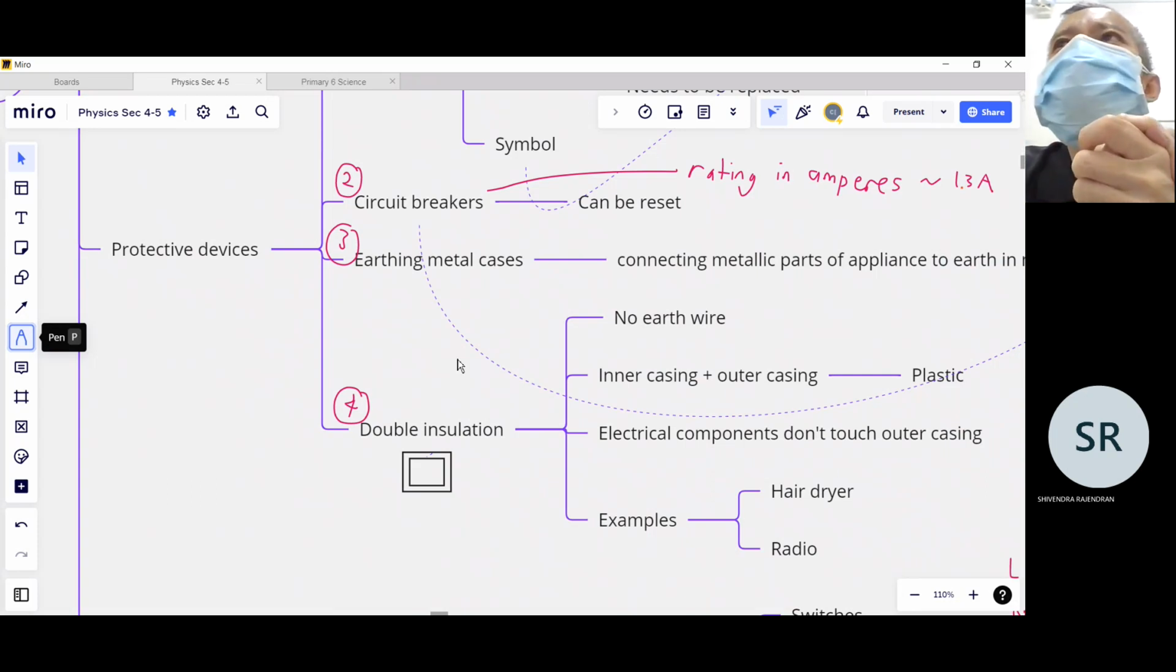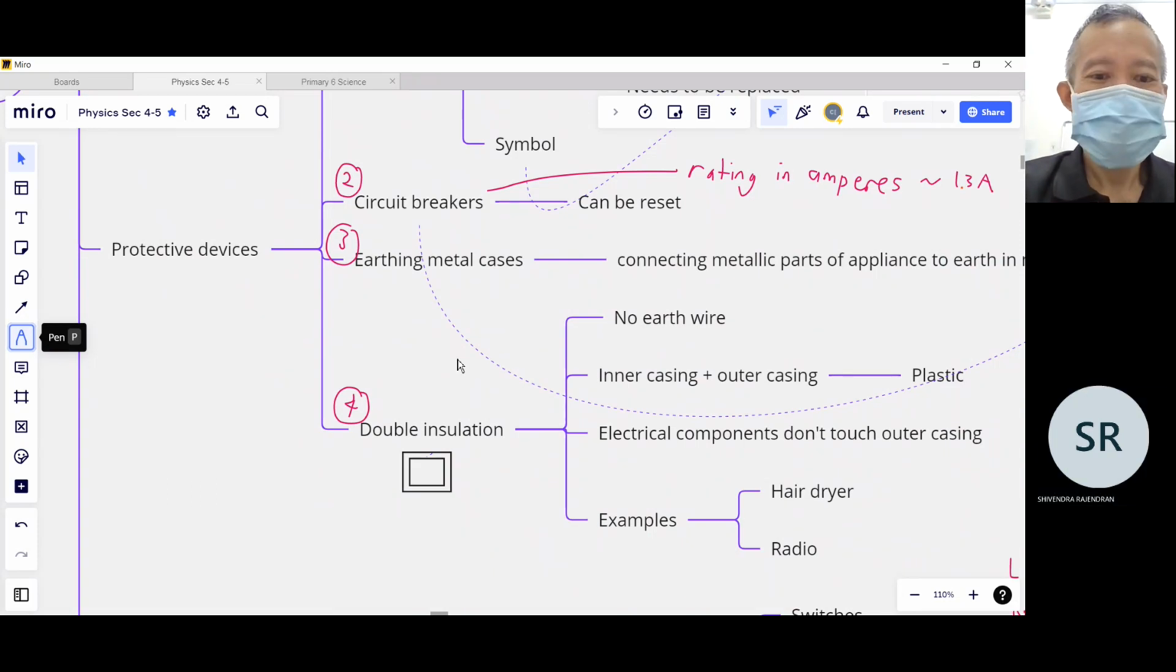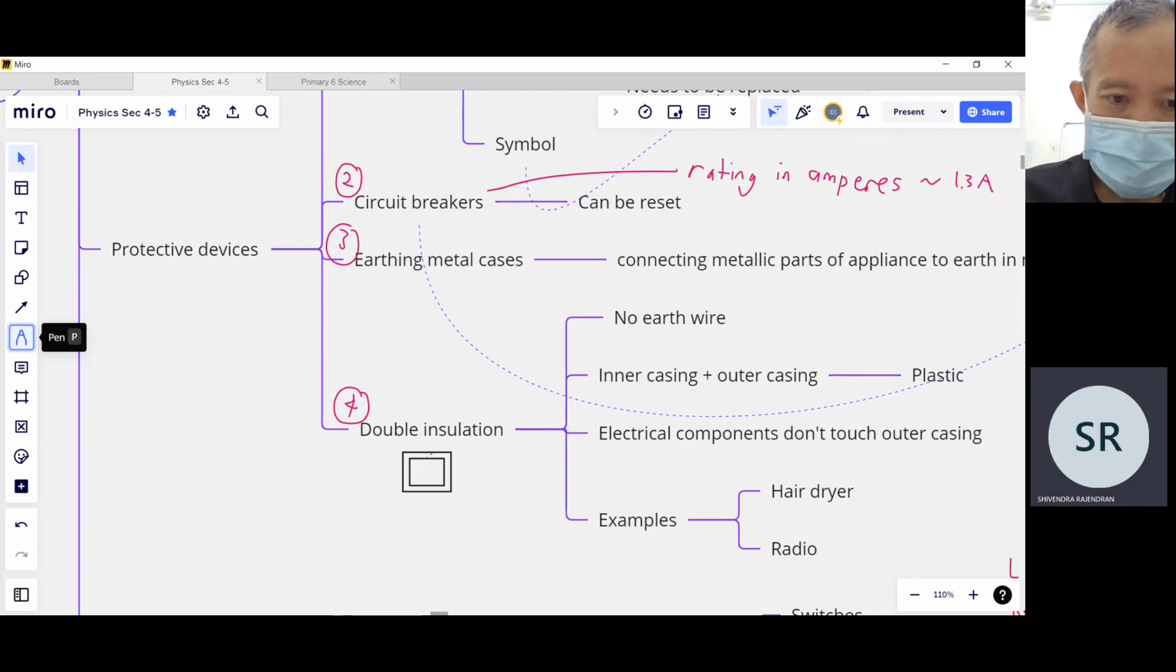Even your kettle, what do you think? Your kettle has earth or not? Kettle. Yeah, no, I mean, yes, Shivendra.